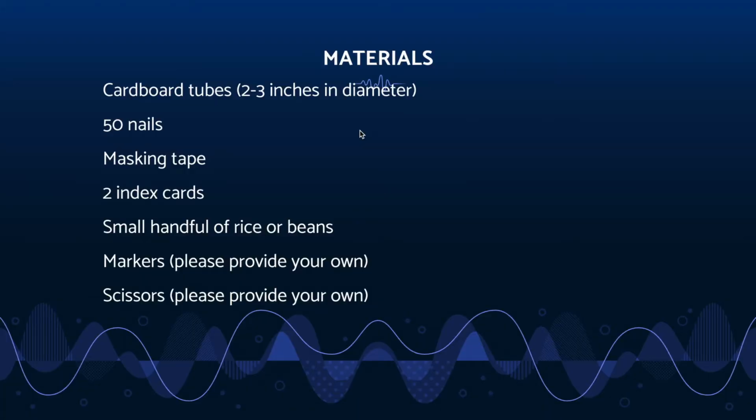And now we can move on to the actual experiment. Here are the materials that you're going to need. First, you're going to need some cardboard tubes that are about 2 to 3 inches in diameter. For this, you could use some old paper rolls, like the cardboard tube from toilet paper rolls, and they just have to be the same diameter. You might have to tape some tubes together so that they form a long tube, at least 3 feet in length.